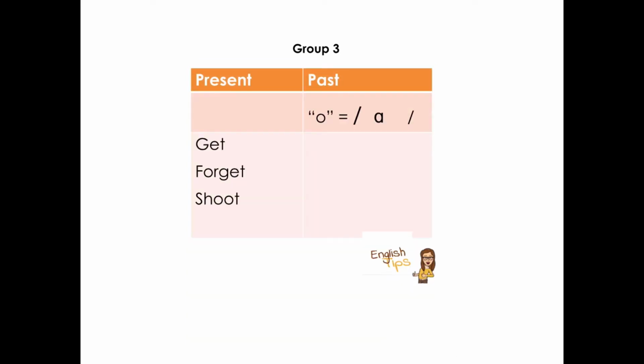This is a small group. We only have 3 verbs in these examples. And we have get that turns into got, forget, forgot, should, shut. What is the rule? The letter O is pronounced A, usually after it is spelled followed by 1 or 2 consonants. Got, forgot, shut.